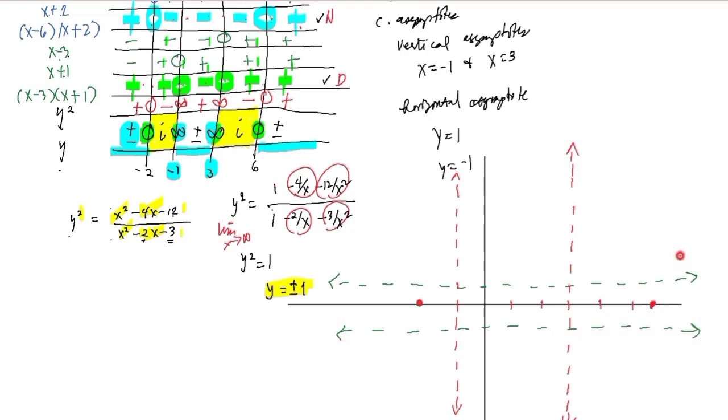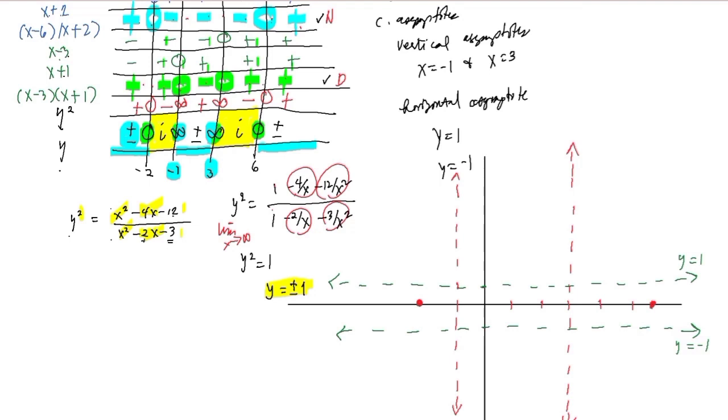So, this is y is equal to 1 and this is y is equal to negative 1. Okay? Bago tayo magde-decide kung saan nga ba yung function natin naglalay. But before that, alamin muna natin, since we have the horizontal asymptote, saan ba nag-cross yung ating horizontal asymptote? Since we have here y is equal to 1 at saka y is equal to negative 1.